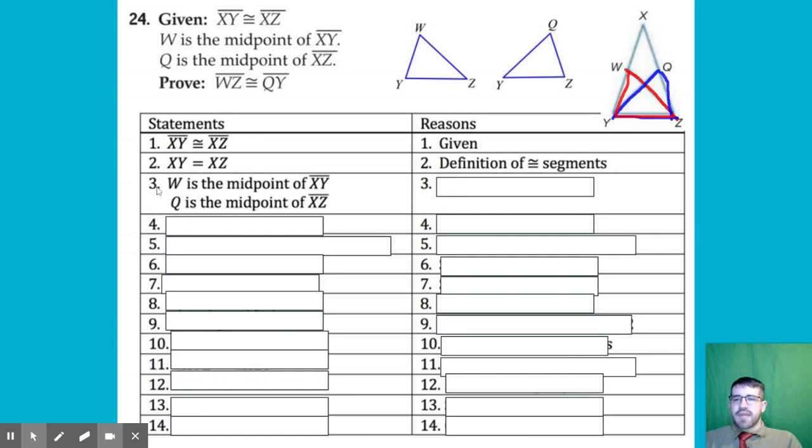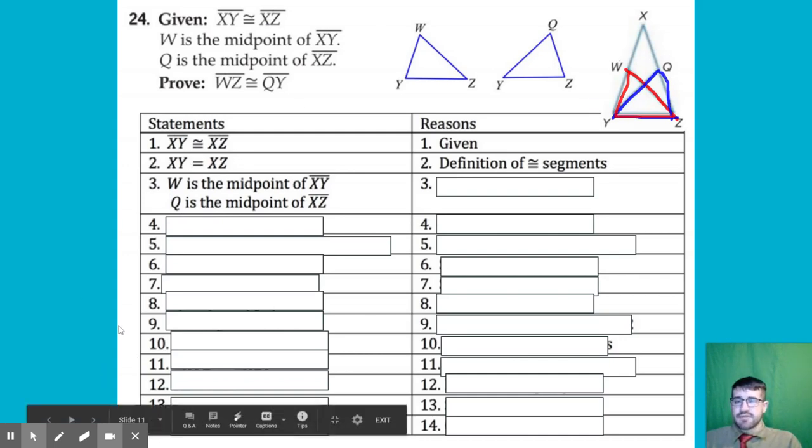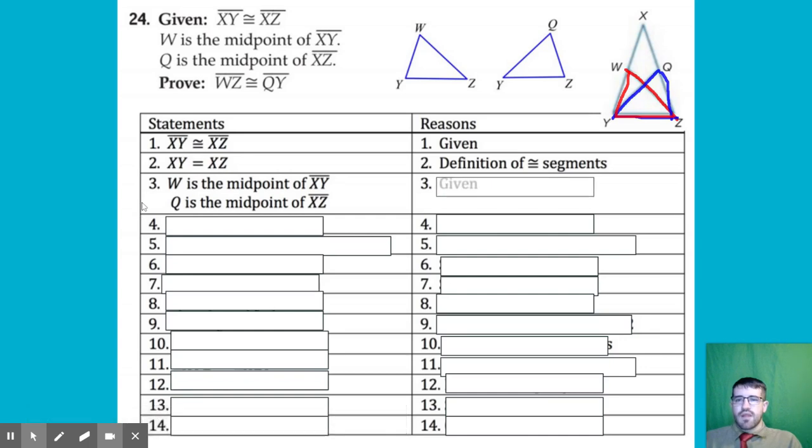Once we have that bit of information, we want to start working with our next bit because we can't really do a lot with that yet. That doesn't give us any part of the triangles that we want to have here. That's given information. Now, we know that this is the midpoint. And we could say that XW and WY are congruent and that XQ and QZ are congruent, but that's really not going to help us because we're not worried too much about this triangle part up here. We're worried about this down here.